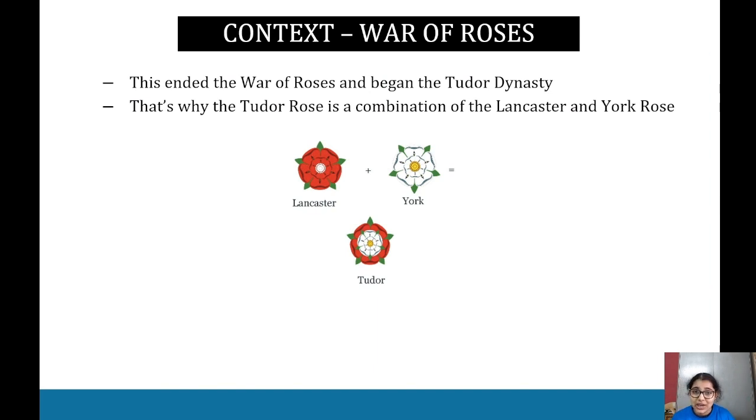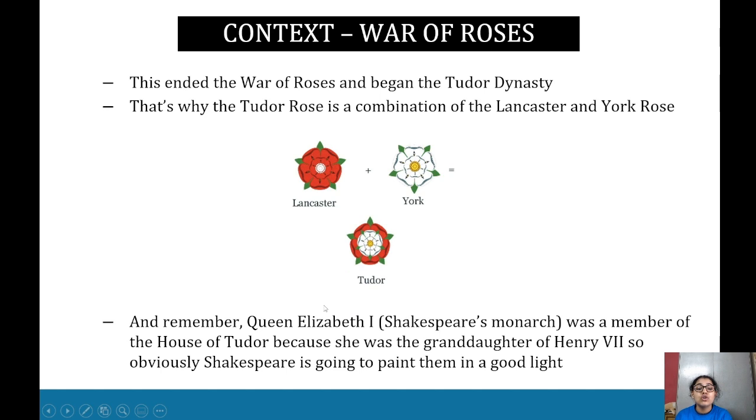Now we'll get to what Shakespeare shows in a second too, but let's just continue focusing on the War of the Roses. This ended the War of the Roses and it started the Tudor dynasty because now the Lancasters and the Yorks were mixed, they were together, there was peace between them, and that's why the Tudor rose is a combination of the red and the white rose. Also remember again that Queen Elizabeth I, Shakespeare's monarch, was a member of the House of Tudor because she was the granddaughter of Henry VII.